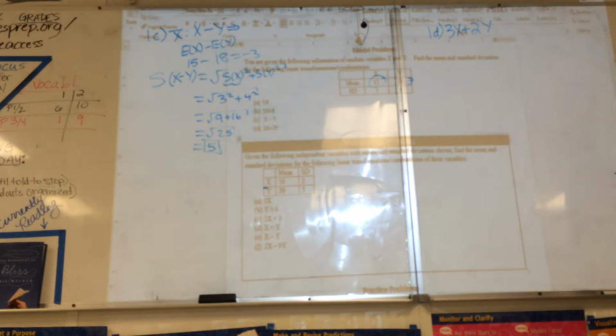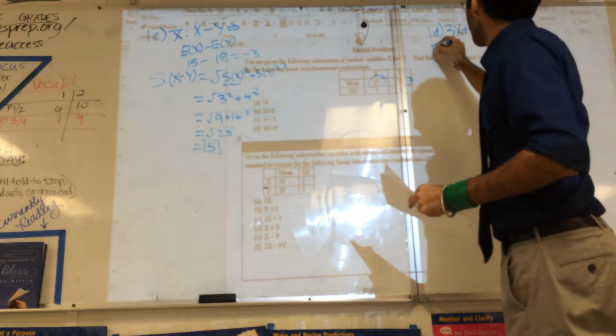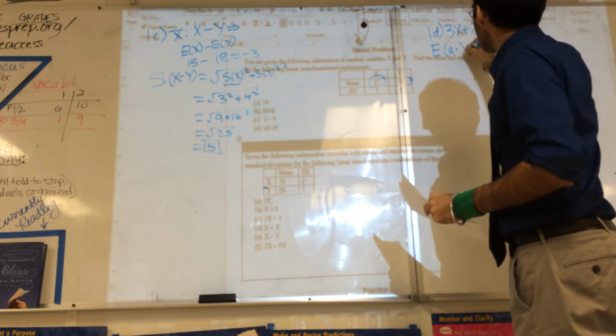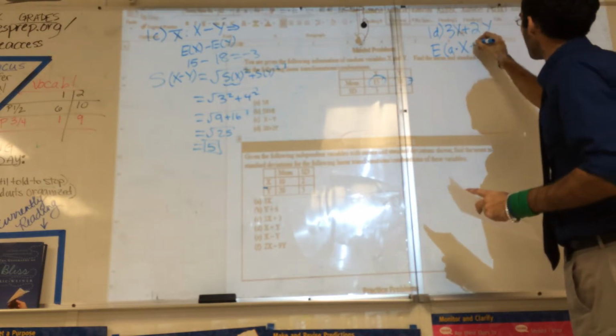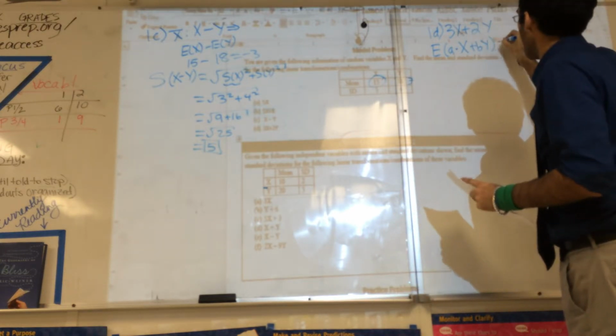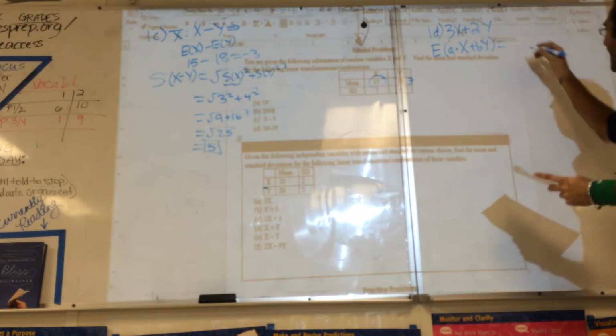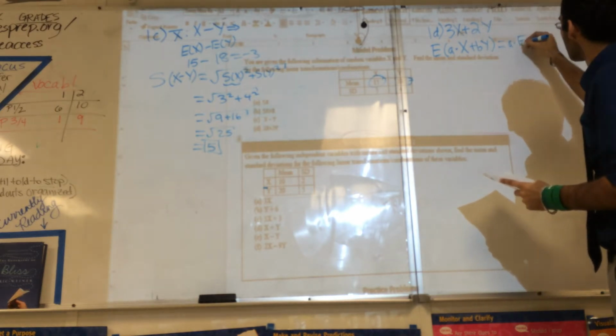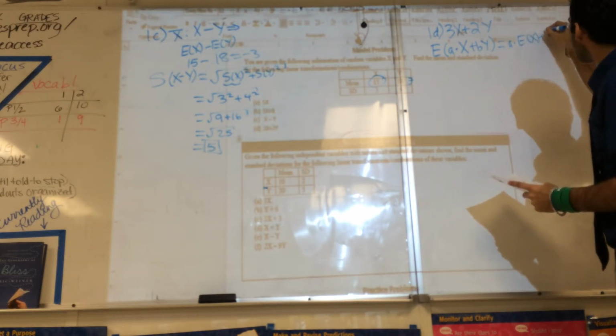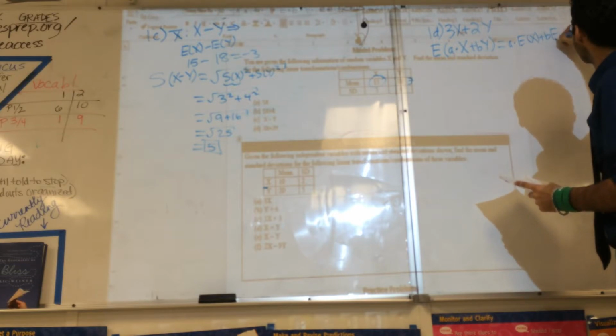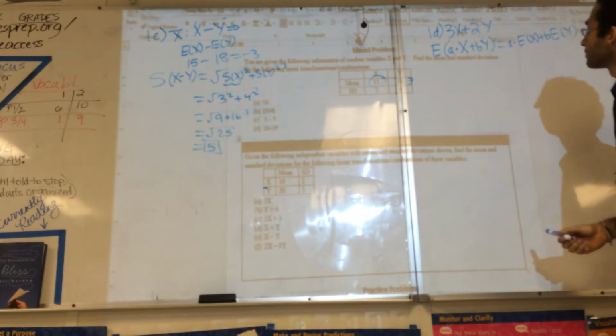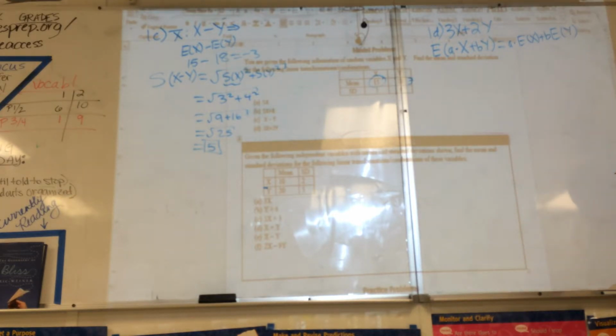This is on the back of the formula sheet. Row 1 on the back of the formula sheet says the expected value of a times x plus b times y equals a times the expected value of x plus b times the expected value of y. It's just the formula, and now we literally are plugging into the formula.